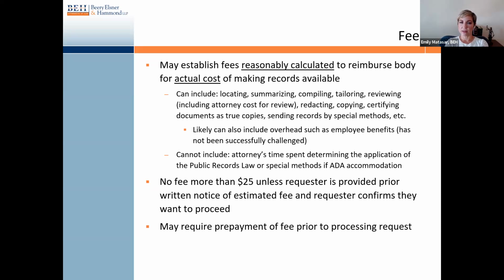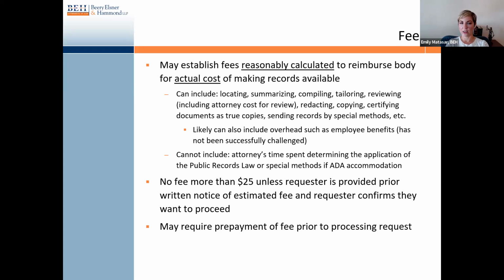So a public body may establish fees reasonably calculated to reimburse it for the actual cost of making records available. And you can include most everything in that fee. So you can include locating, summarizing, compiling, tailoring, reviewing, including the attorney's cost for review, redacting, copying, certifying the documents as true copies, and then sending the records by special methods. In your fee, you likely can also include overhead, such as employee benefits. You don't have to just pass through the hourly rate of the employee, but you can include their costs. You can also include other overhead. The reason I say likely is because I've heard rumblings for years that people are unhappy with that. And so it may eventually be challenged, but it has not yet been.